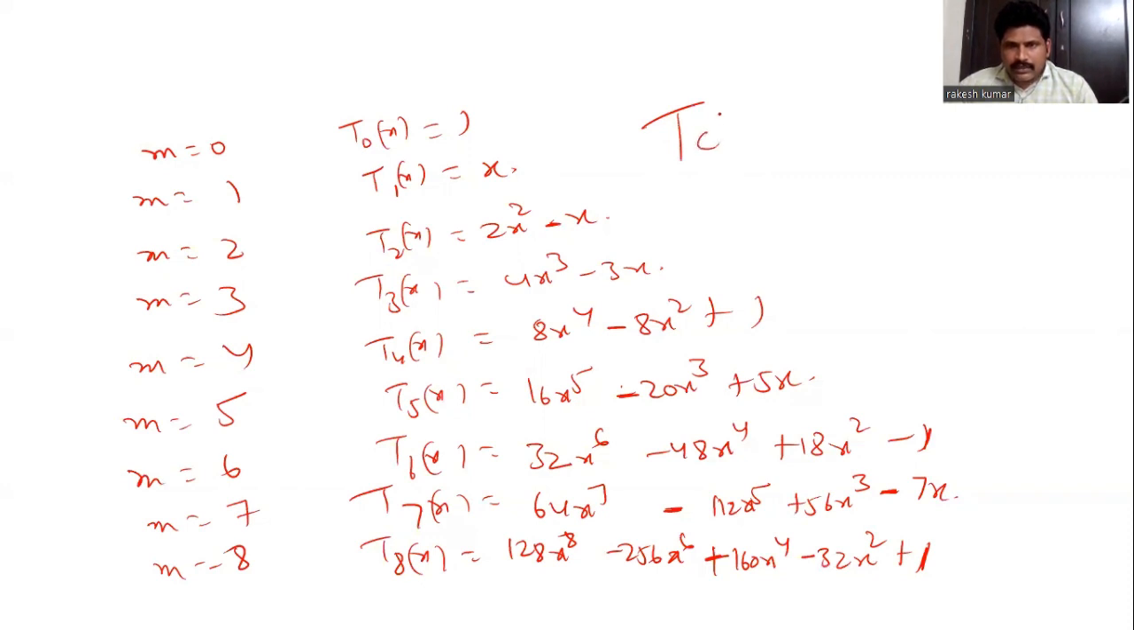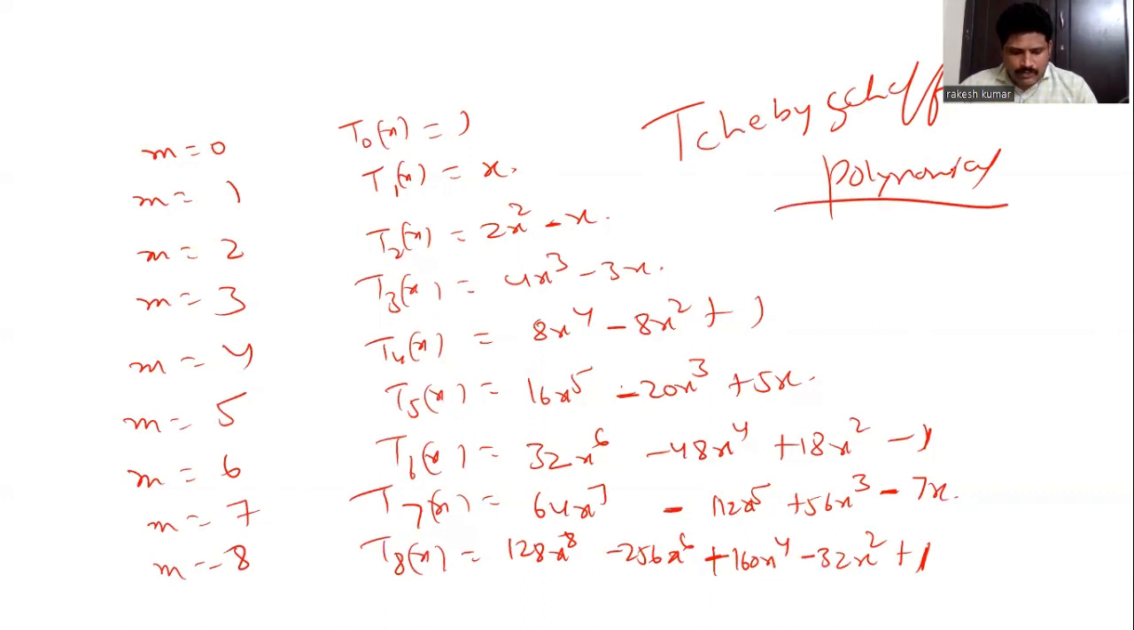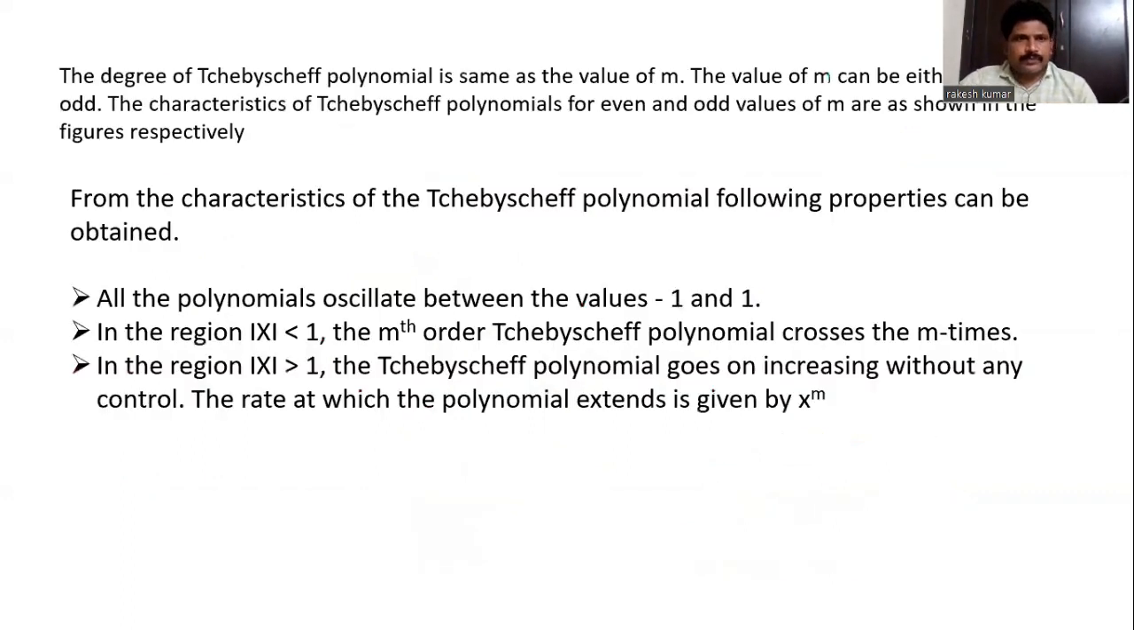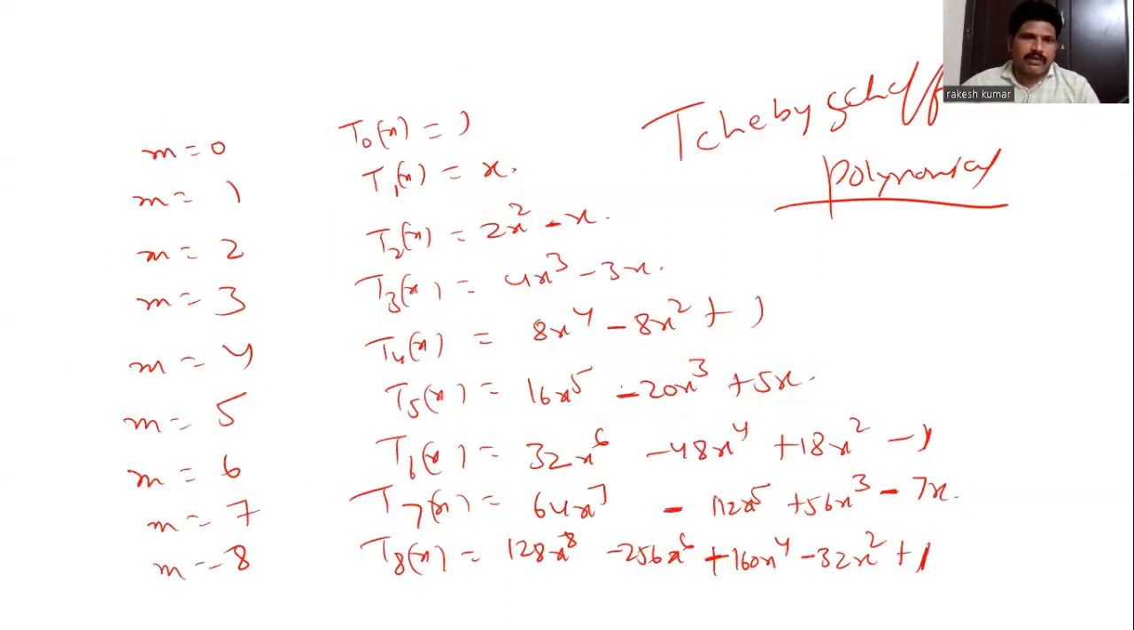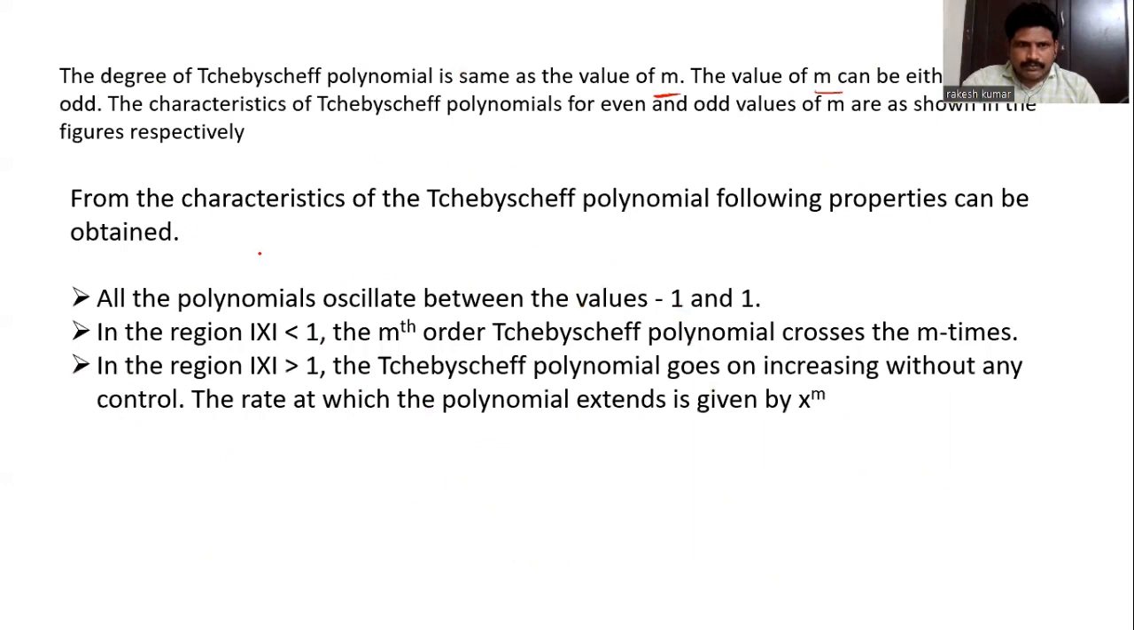Chebyshev polynomials. Okay, so the degree of the Chebyshev polynomial is the same as the value of m. The value of m can be either even or odd. The characteristics of the Chebyshev polynomial for even and odd values of m are shown in the below figure.